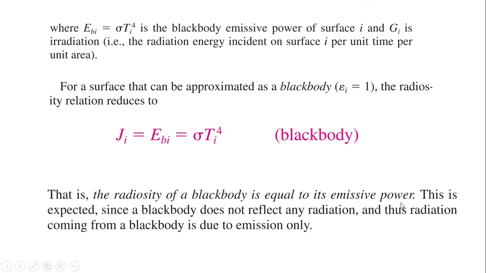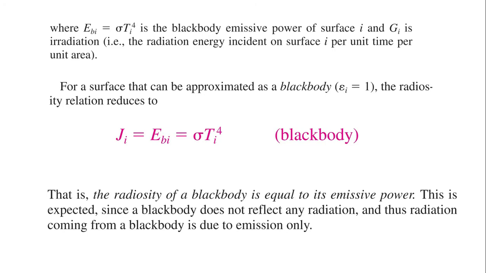This is only applicable for the black body, and this is expected since a black body does not reflect any kind of radiation, and the radiations coming from a black body are due only to the emission. So the reflected part would be cancelled out if we put the emissivity equal to 1.